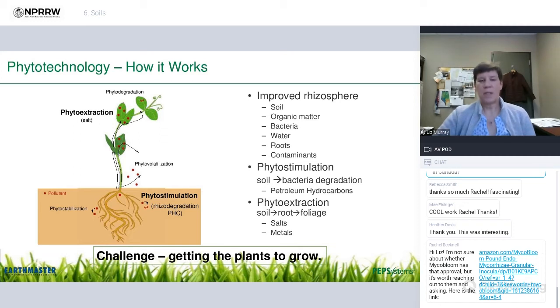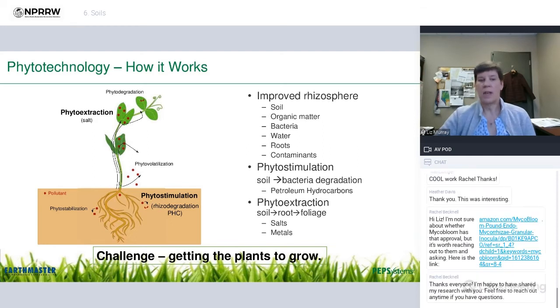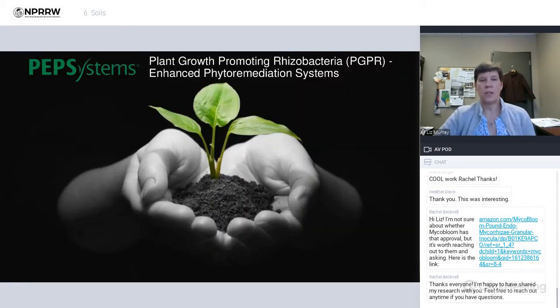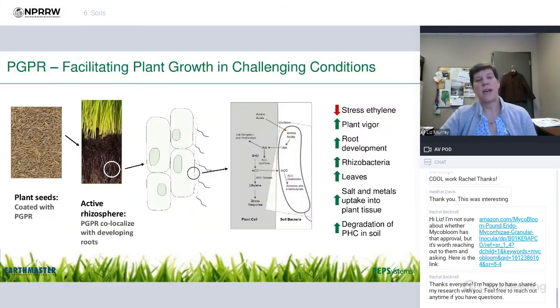It's great that plants can do these things, but often when we're looking at contaminated sites, we're looking at poor quality subsoil, and it's really challenging to get the plants to grow. So we've come up with a technology to address that issue. We call it PEP systems, which is plant growth promoting rhizobacteria enhanced phytoremediation systems. This is a technology that we co-developed with Dr. Bruce Greenberg from the University of Waterloo. He's now retired, so we've taken over that technology and all the research and development around it. Everything is now based in our Calgary labs.